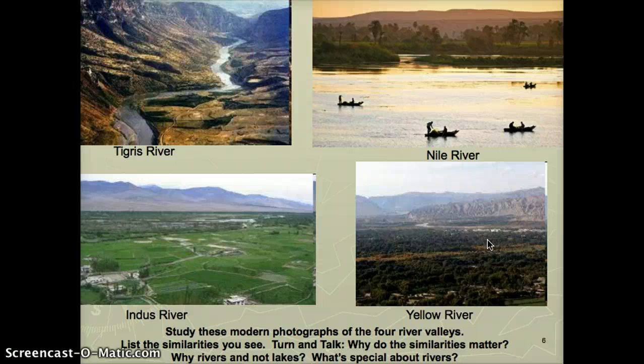On to slide 6 here, we see the four river valleys, the four rivers, with just some photos of each, and I want you guys to look at these together with your Turn and Talk partner. List the similarities you see, so go ahead and make a chart and list all the things that are similar. Why do the similarities matter? And why do civilizations develop around rivers, not lakes? And what is special about rivers that lakes do not give us? So go ahead and pause the video now and take a moment to list the similarities, and then we'll be back to discuss those.